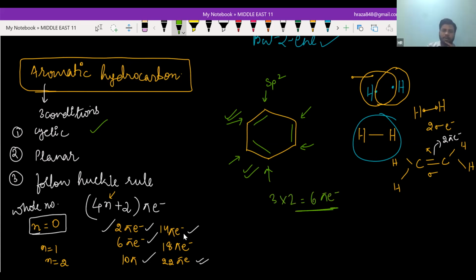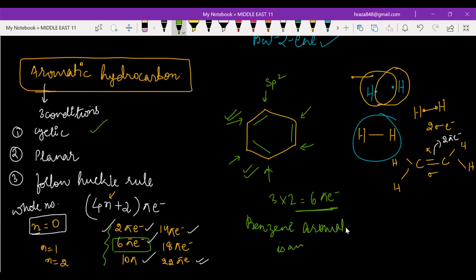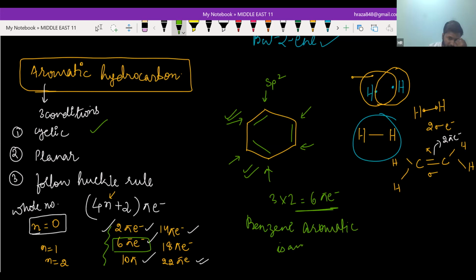And if it is 6 pi electrons, look at the value. 6 pi electrons are here, that follows Huckel rule. That means this compound is satisfying these three conditions simultaneously, that means benzene is an aromatic compound. Benzene is an aromatic compound. Yes or no? So this is the example, an aromatic compound.